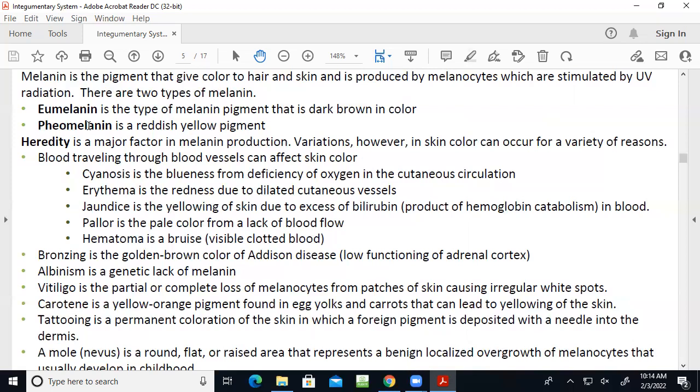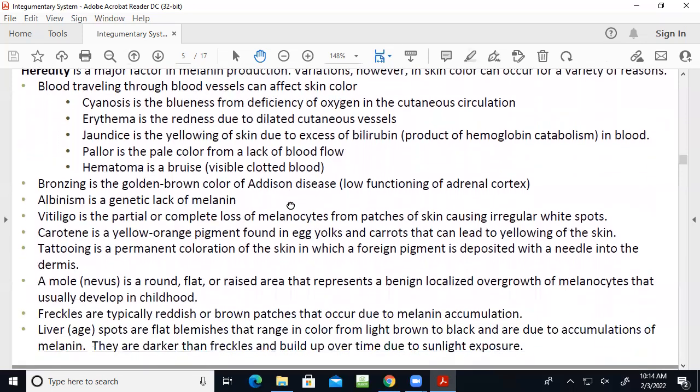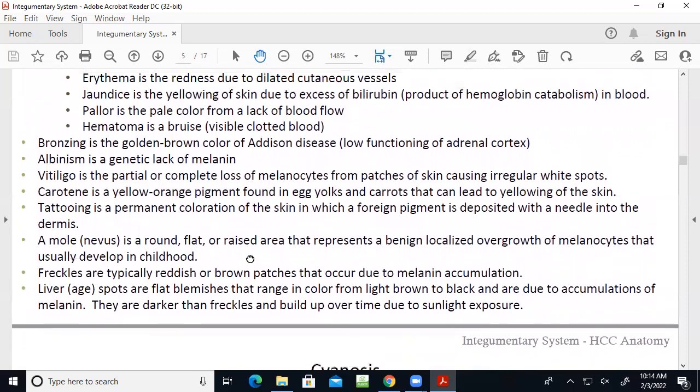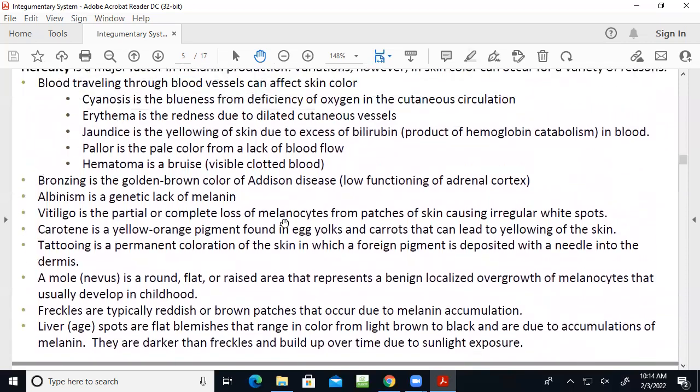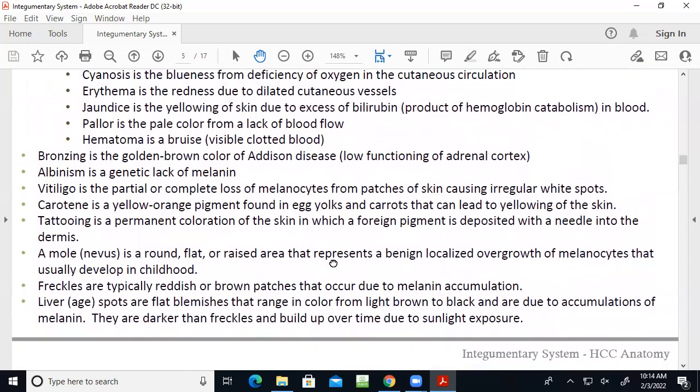Pallor is the pale color from a lack of blood flow. So in other words, the person kind of looks white. They say white as a ghost. And generally, if somebody's face looks white, what's going to happen to them? They're going to faint. Okay. Fancy term for a bruise is a hematoma. This is where you can see an actual blood clot through the skin. Like I said, most of the time, these conditions can be seen in more fair complected people. If you're darker skinned, it's harder to see these things.